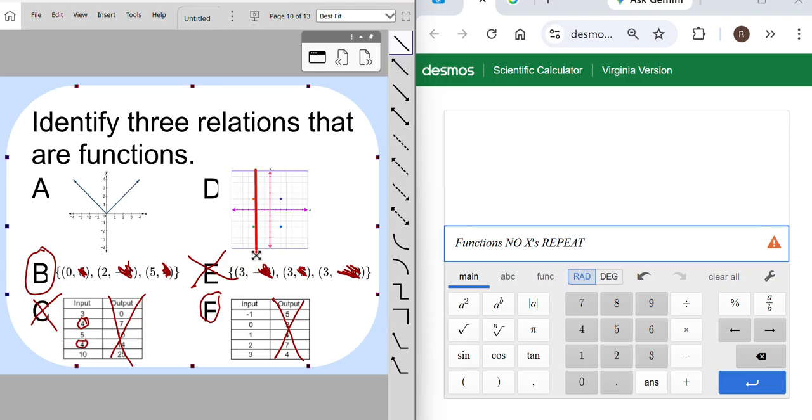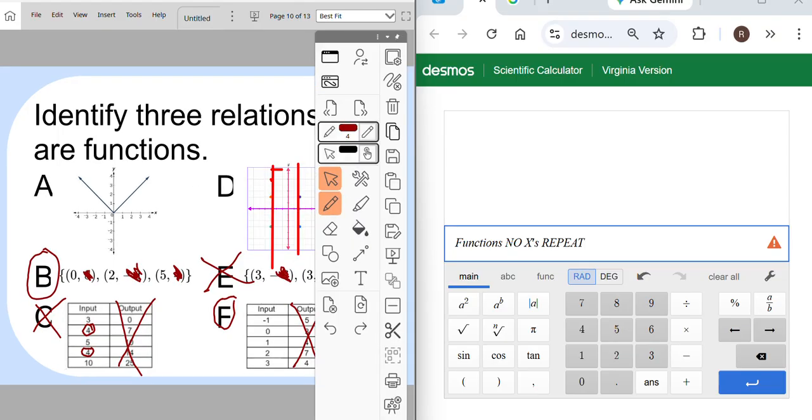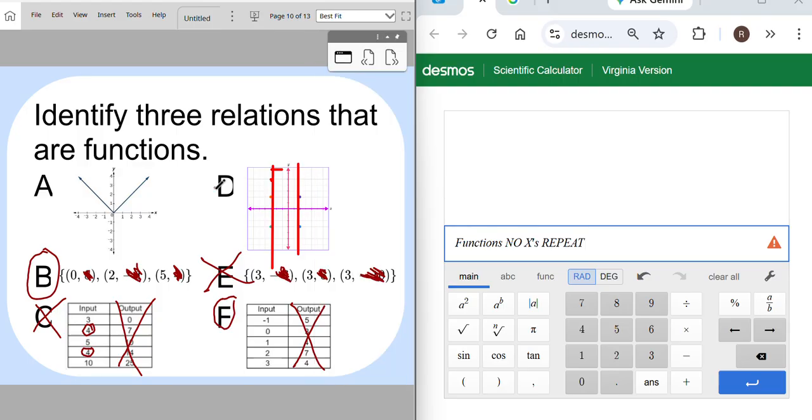Notice when I draw that line and I make it vertical, it touches both of those points at one time. If I can move it, which I'm not sure I can, but I'm going to try. Nope, I'll just write another line. If I draw a vertical line here, it touches both points at one time. So that means that cannot be a function because the x values for this point and this point, and this one and this one, are the same. And functions do not let x values repeat.